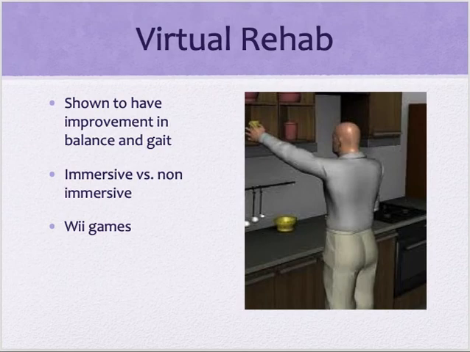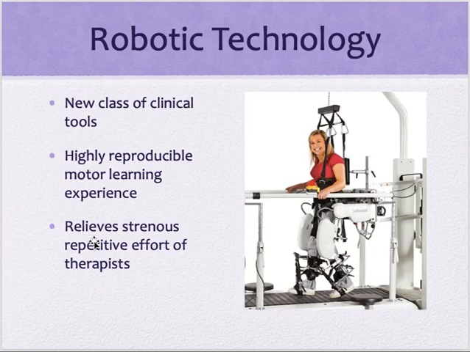Then virtual rehab. Of course, these are again some newer techniques which are used. They are shown to have improvement in balance and gait. They can be immersive versus non-immersive. For example, if you know the Nintendo games, or nowadays the games like Kinect, in which you have to move and you have to follow something. So these devices can be used.